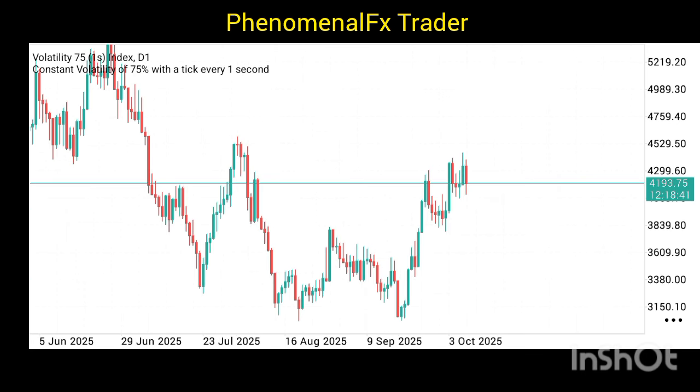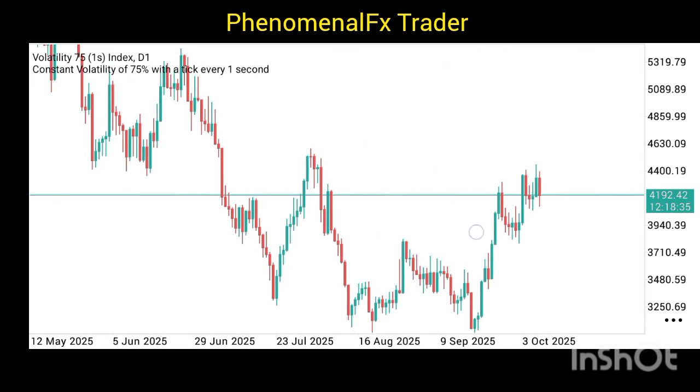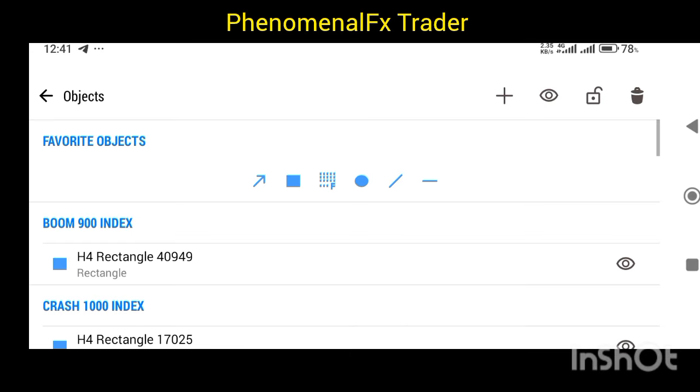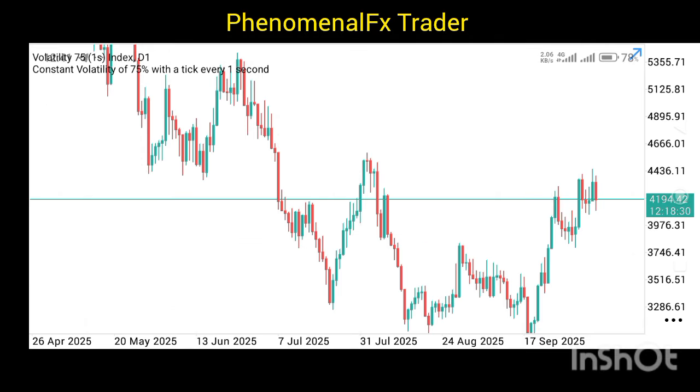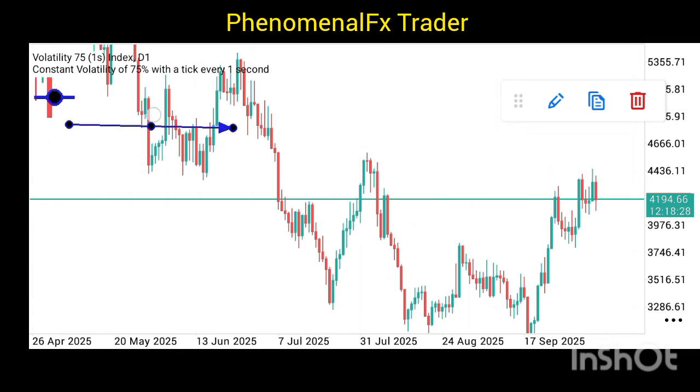So the second pair we'll be analyzing is the Volatility 75 (1s) index. All right, so we'll be analyzing from the daily time frame. As you can see, the market is bearish. It's been bearish for a long time now, creating lower highs and lower lows. This is a lower high here. This is a lower low. This is a lower high here, and then we have a lower low at this point.